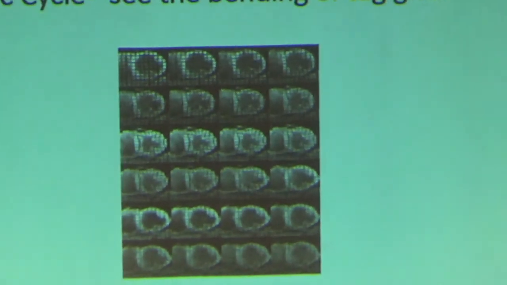That's one slice, and you're going through the heart cycle, and you could see the cavity is getting smaller and then it gets big again, but you could see that the tag grids are bending. And that's what we're measuring, that deformation, and we're measuring it at each point and getting the strain of the heart.